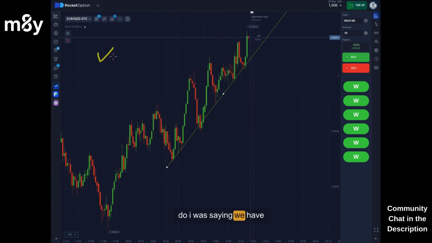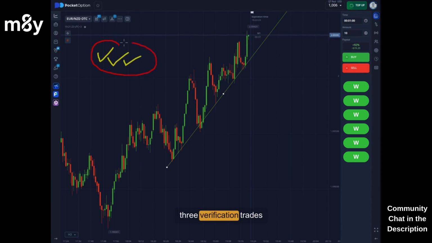What was I saying? We have a bullish trend. We have a trend line. Also, we have a candle formation. So this is a three verification trade. Look, we have a bullish engulfing in here. Bullish engulfing.